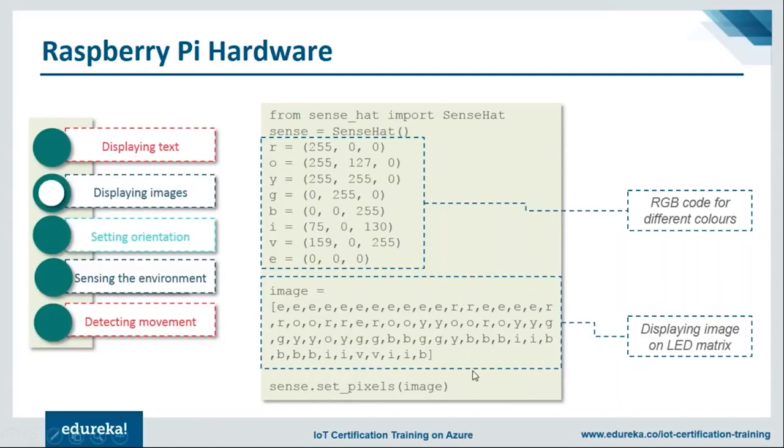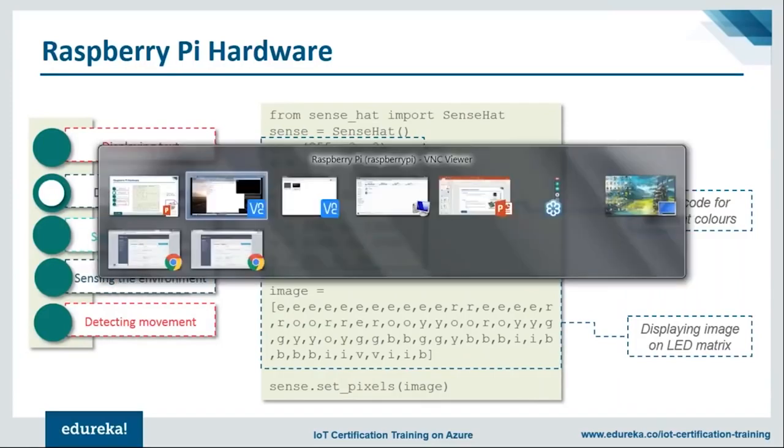Based on this, I've created a random matrix here, and each of these values defines a pixel of the sensor. As I have mentioned to you earlier, this is an 8x8 LED matrix, so each of these values is for one of the individual pixels themselves. The numbering starts from the top left position, and accordingly it goes row by row. So let me just show you the output for this as well.